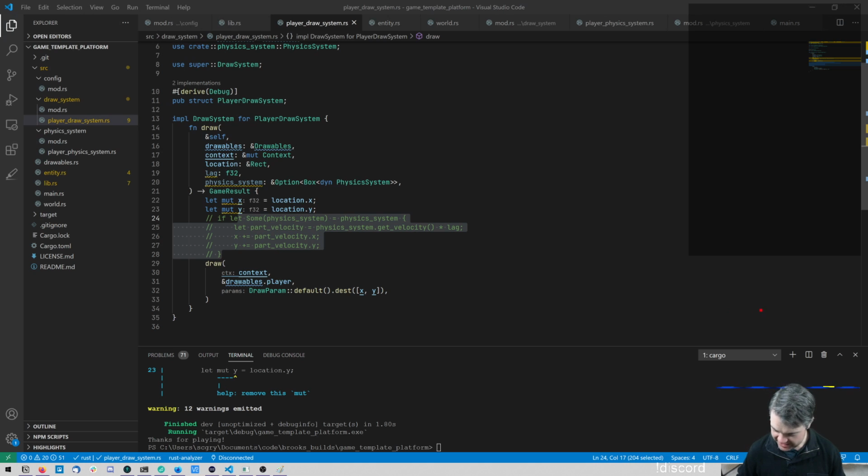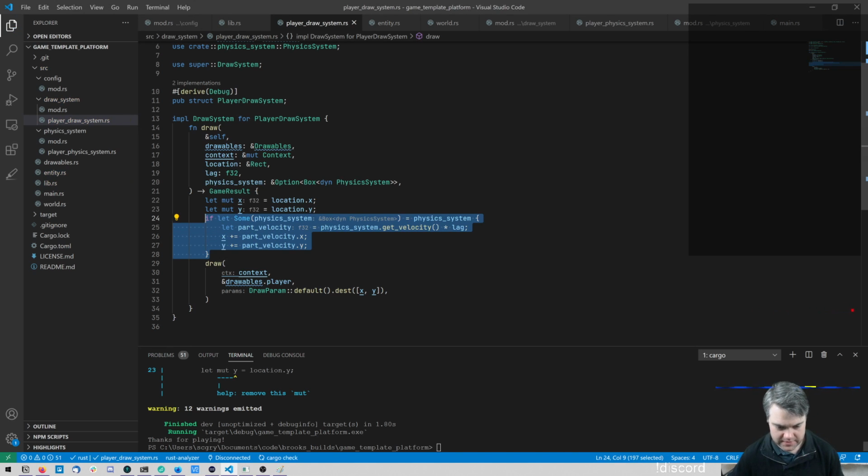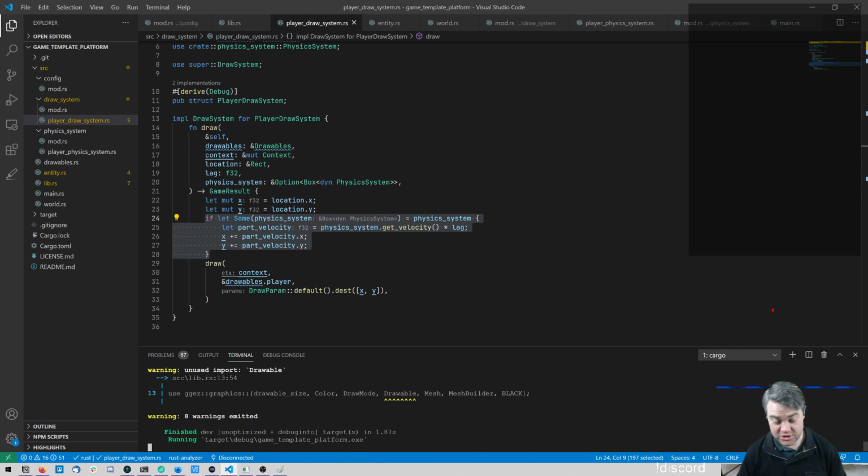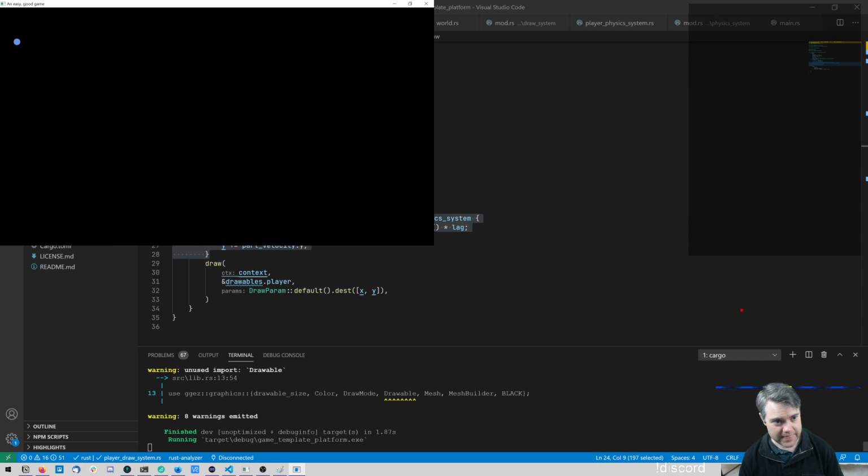If I add this back in and I rerun this, even with that 2 milliseconds, 2 frames per second, it's still stuttering, but it's actually kind of smooth stuttering. So it's not quite as bad. I mean, 2 frames per second, there's nothing we can do. That's going to be pretty terrible no matter what.